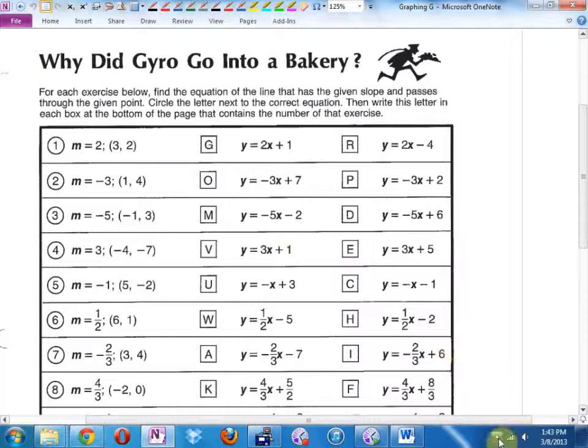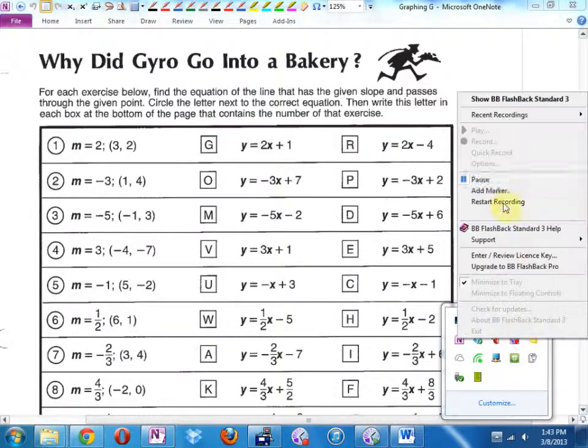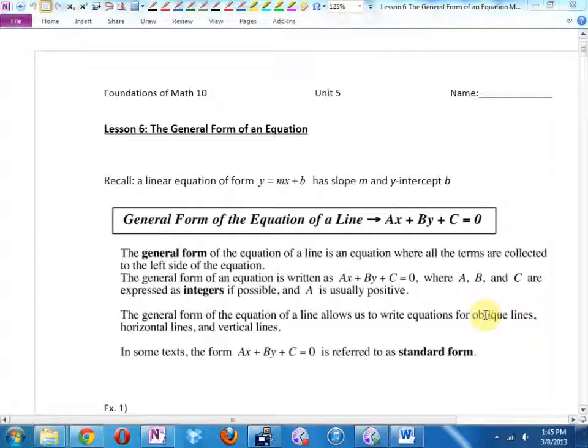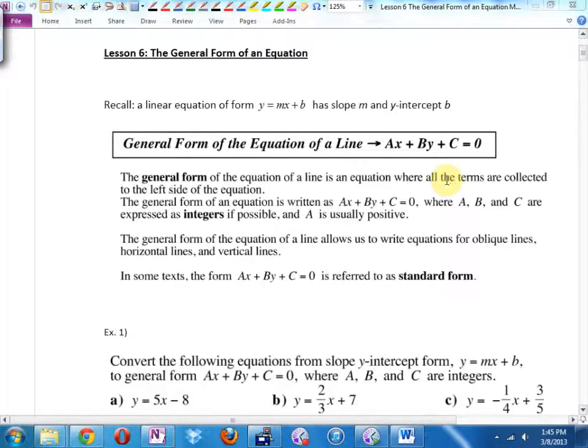So now that I've both piqued your interest and depressed you, lesson 6: the general form of an equation. So recall, a linear equation of the form y equals mx plus b has a slope m and a y-intercept b. The general form looks like this. It says, make your equation equal to what? 0. And one more thing, get rid of any fractions. Remember how we can clear fractions: just multiply everything by a common denominator.